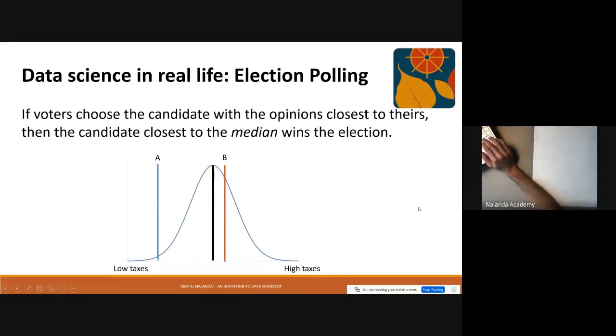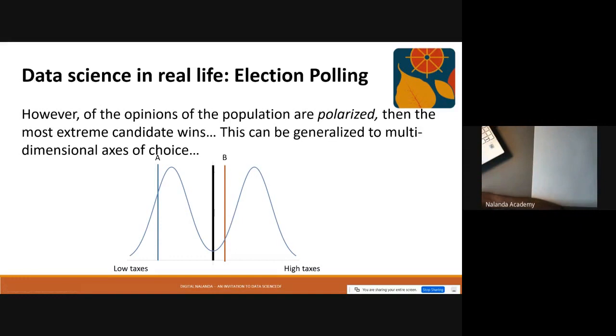But what if you polarize the population? Okay, so now what we have is the population itself is divided, and we have two extremely opposing camps, right? There's a large number of people that favor low taxes, and a large number of people that favor high taxes, and let's say, for the sake of argument, they're roughly the same number of people. Now, what the median voter theorem implies is that the centrist candidate loses, okay? Because candidate A is closest to the median, right? And so in this simple example, and by the way, this can be generalized to multidimensional axes of choice, this conclusion is inevitable.